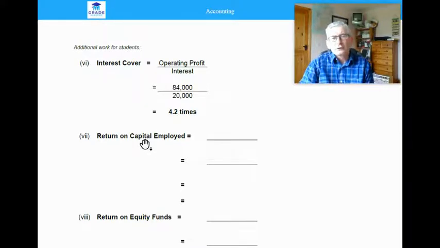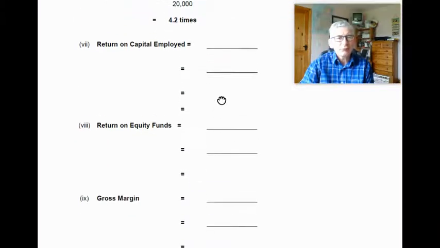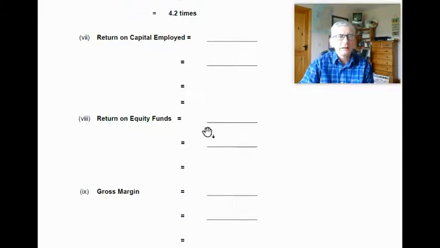Now, do you know the formula for the return on capital employed? Do you know the figures that you need to insert? And then will you be able to give your answer? Likewise, return on equity funds. Do you know the formula? Do you know the relevant figures? And then do you have an answer? And both of these will be in percentages.